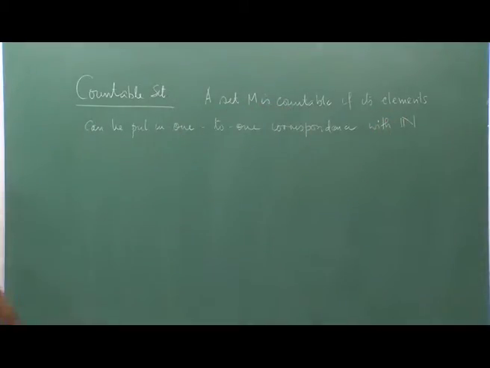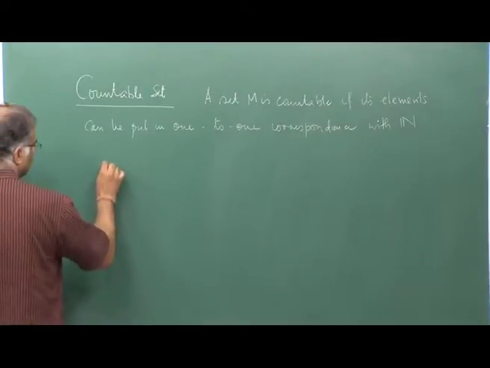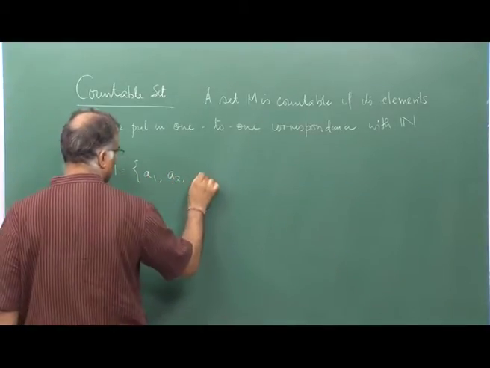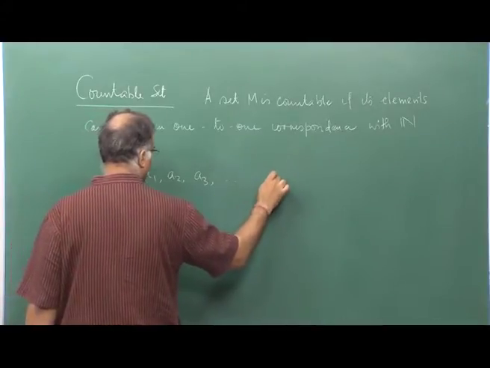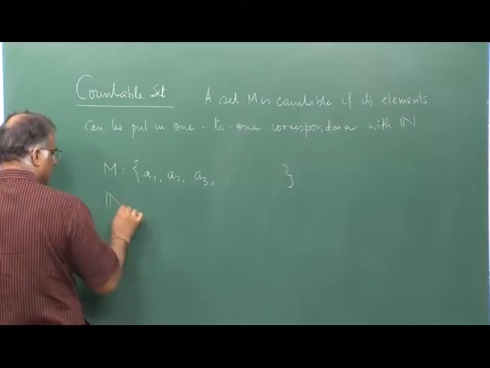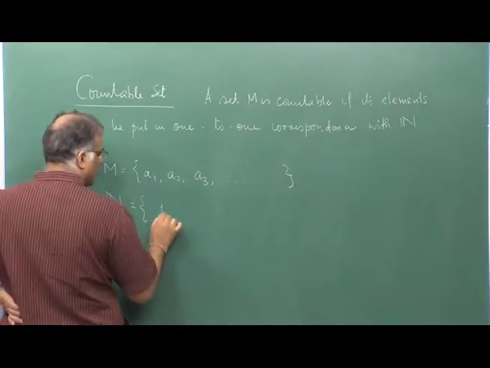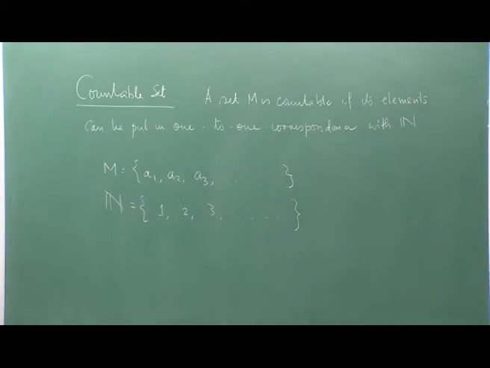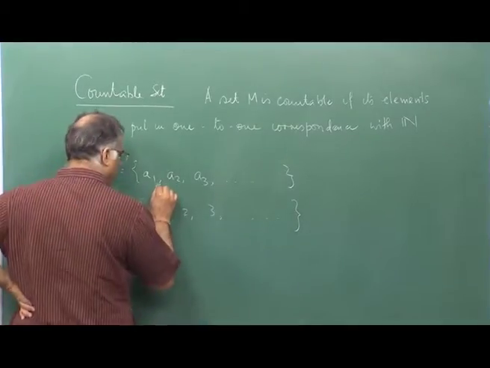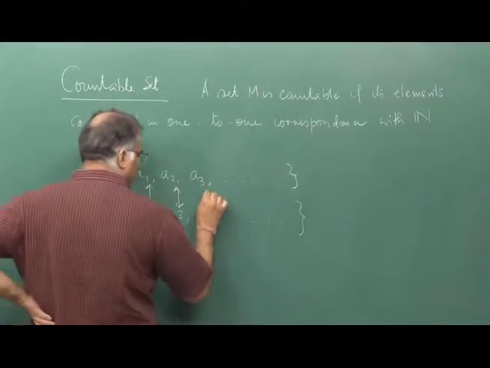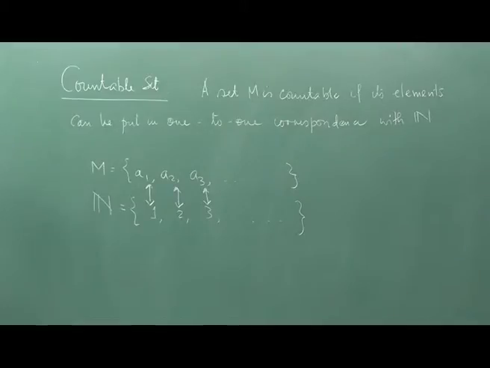So, if M consists of elements A1, A2, A3 and so on, it could be a finite set, it could be an infinite set, I am keeping that open. Then the set of natural numbers is this. Then this is the correspondence. So A1 is the first element, A2 is the second element, A3 is the third element, and so on.